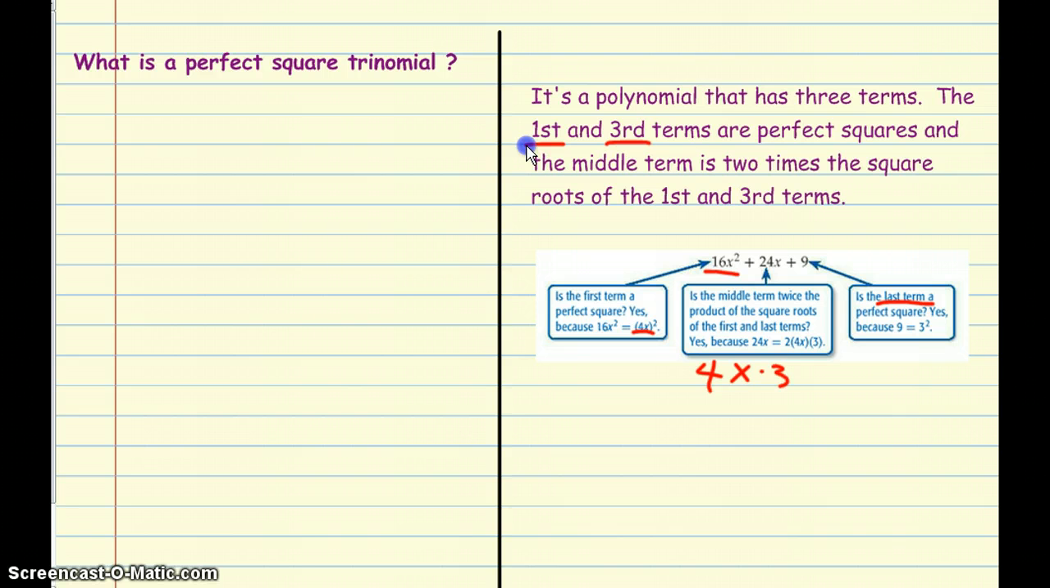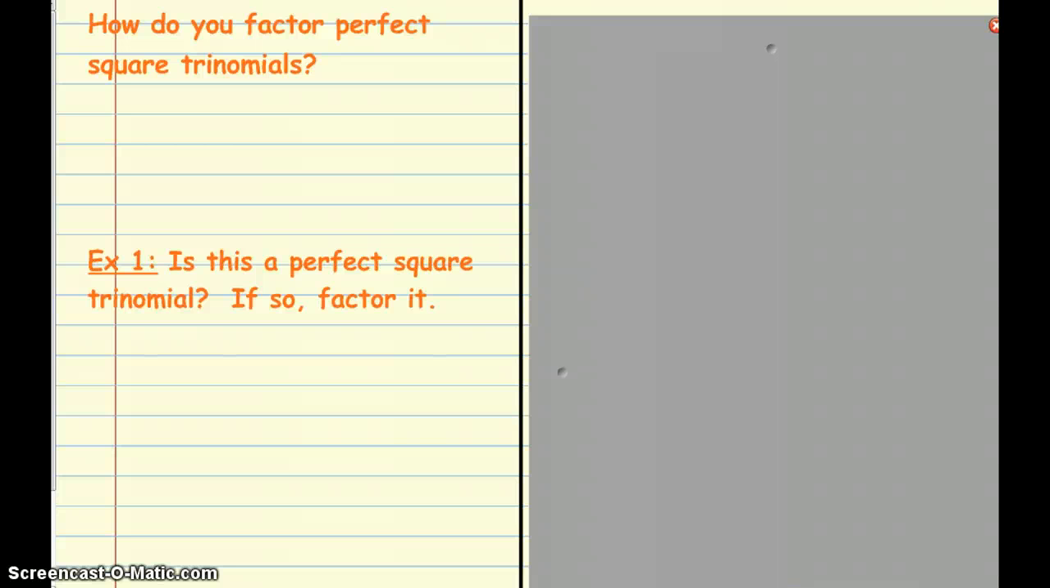And we want to check to see if this middle term is 2 times this product. 4x times 3 is 12x. And 12x times 2 is 24x. So this example is a perfect square trinomial because the first and last terms are perfect squares, and the middle number is twice the product of the square roots of the first and the third terms. So let's talk about how to factor perfect square trinomials.